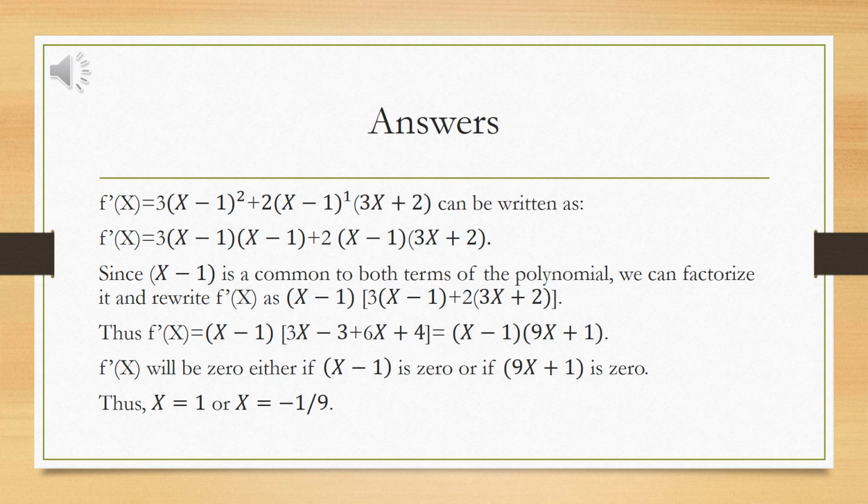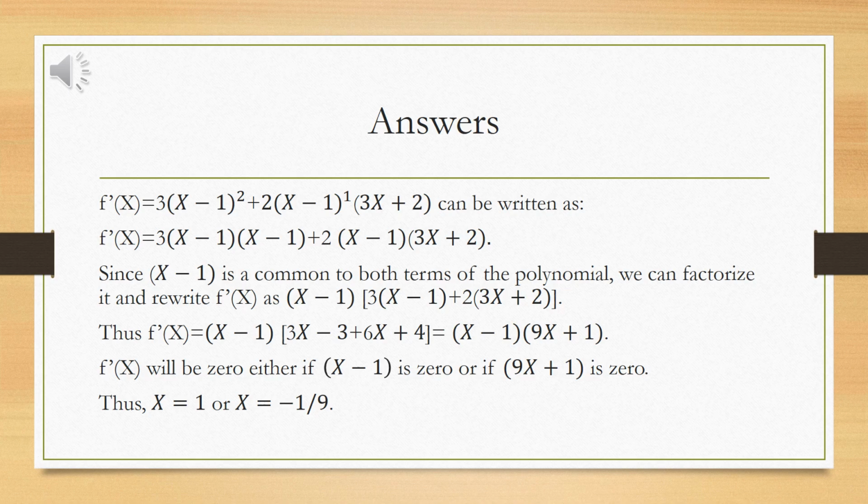Since x minus 1 is common to both terms of the polynomial, we can factorize it and rewrite it as f prime of x equals (x minus 1) times [3 times (x minus 1) plus 2 times (3x plus 2)]. Thus, f prime of x equals (x minus 1) times (3x minus 3 plus 6x plus 4), which is (x minus 1) times (9x plus 1).